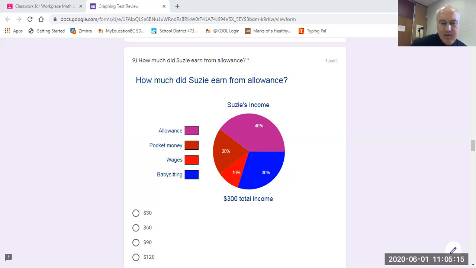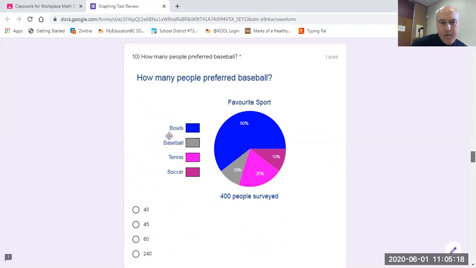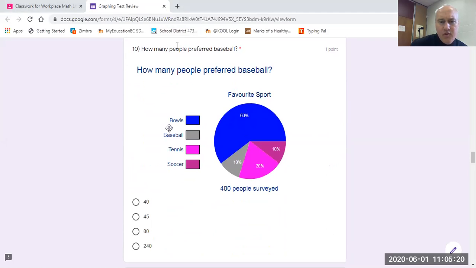So that's why when we come back in here, we would be selecting this as our correct answer. Now, the next question here is asking once again about a pie chart, and it's saying here how many people prefer baseball. So this is the same idea here. In this case, baseball is represented by gray, and this gray is only 10%. But there are 400 people that were surveyed.